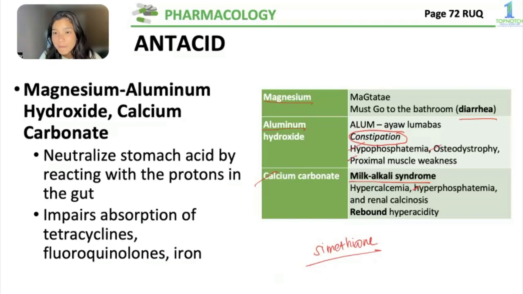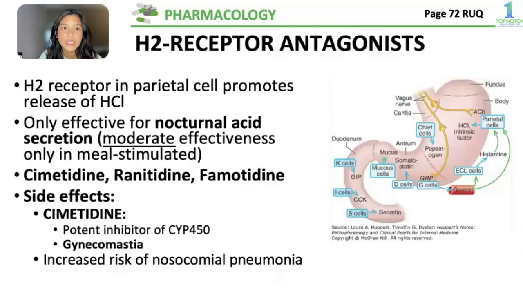So those are your least effective but quickest and easiest to access drugs for PUD. Next, we go into your H2 receptor antagonist. So we remember that histamine via the H2 receptor on the parietal cells is able to promote the action of your proton pump or your hydrogen potassium ATPase.